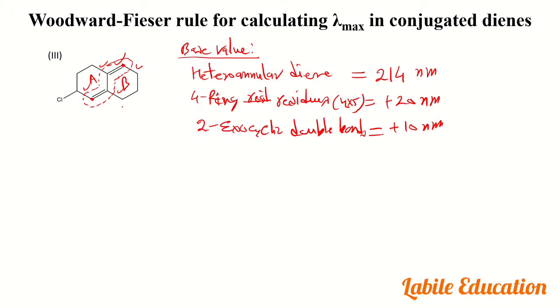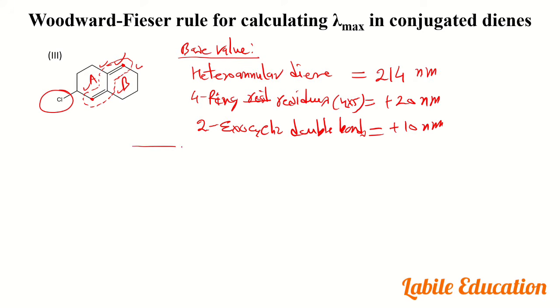Is there anything else? There is no extra double bond, and one chlorine atom is there. But that is not on the conjugated system. If that is not part of the conjugated system, it means it is not attached to a carbon which is part of the conjugated system. We will not consider it; it will not contribute anything. But if it would have been here, then definitely we would have added plus 5. But this is not on the conjugated system, so this will not contribute anything.